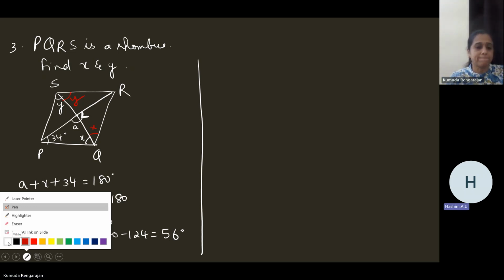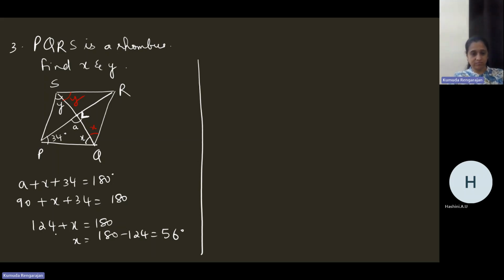Now tell me, what's the value of y? Y also 56, ma'am. Opposite angles are equal. Correct. No, but that's not the reason here because the alternate angles are equal. We have marked this as y and this is x. X is 56. So y is also 56. Alternate angles are equal.